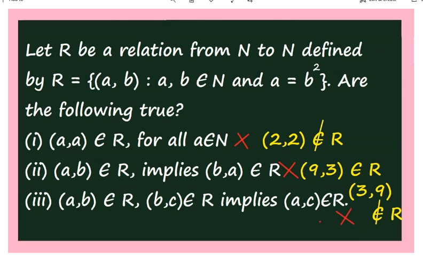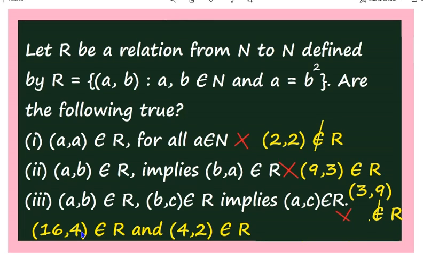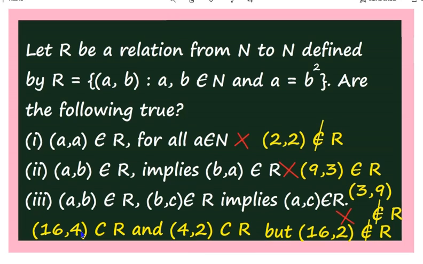And the third one is also not true. (a, b) belongs to R, (b, c) belongs to R implies (a, c) belongs to R. Here you have to choose a proper example to give justification. We have to choose two elements such that (a, b) belongs to R and (b, c) belongs to R. See here, (16, 4) belongs to R because 16 equal to 4 square, and (4, 2) belongs to R because 4 equal to 2 square. But (16, 2) does not belong to R. 16 is not equal to 2 square.